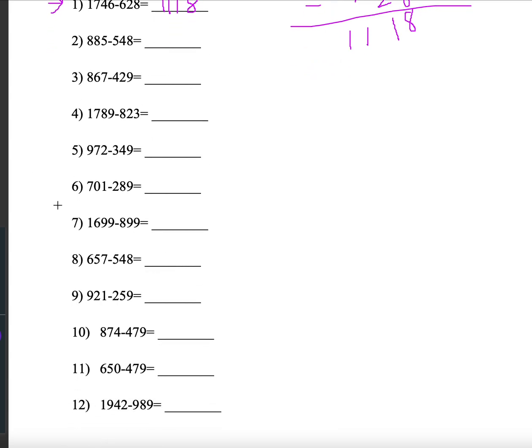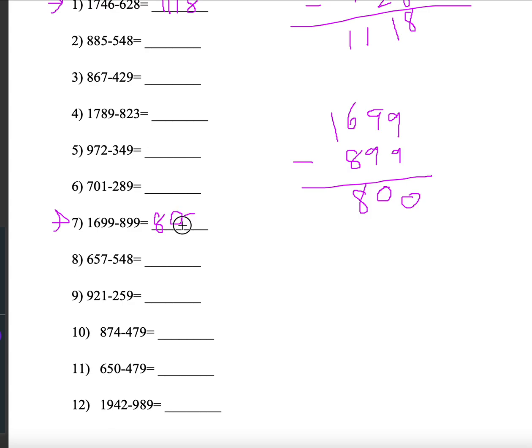Okay, let's quickly look at number 7. 1,699 minus 899. So 9 minus 9 is 0, 9 minus 9 is 0 again, and 16 minus 8 is 8. So we know that 1,699 minus 899 is 800.